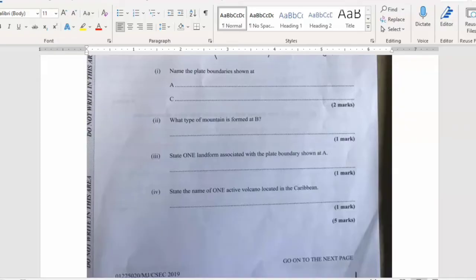For part 4, it asks us to state the name of one active volcano located in the Caribbean. So you're to just state one active volcano in the Caribbean. I'm going to give you a list. You can state either La Soufriere in St. Vincent and the Grenadines, Soufriere Hills in Montserrat, Kick 'em Jenny off the coast of Grenada, or Mount Pelee in Martinique. You have the Nevis Peak in Nevis and La Grande Soufriere in Guadeloupe. Just list any one and the mark is yours. I would recommend though that candidates stick to the more recent volcanoes, like Soufriere Hills and La Soufriere in St. Vincent.